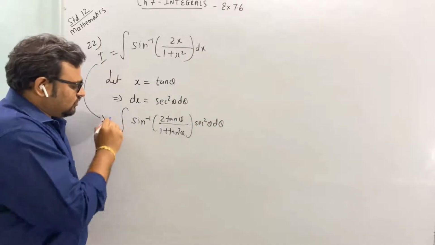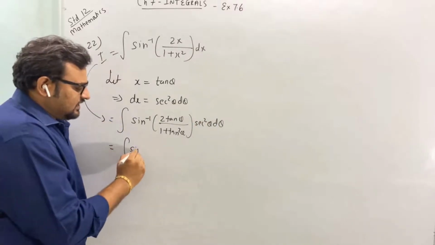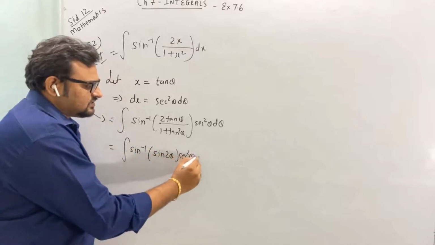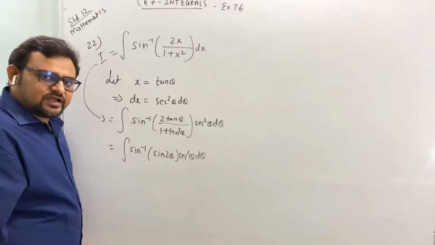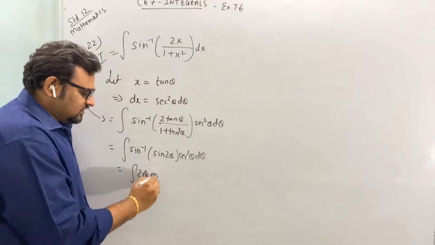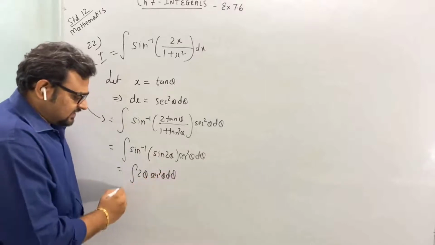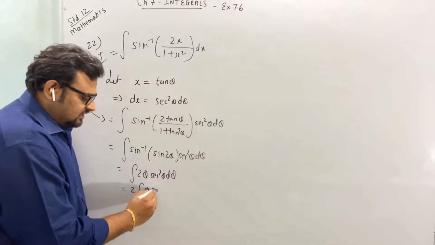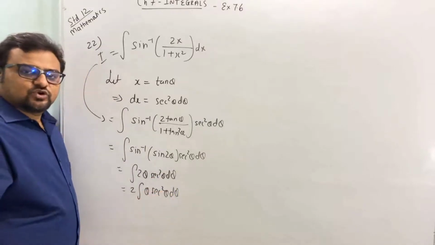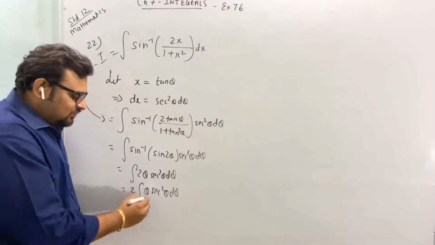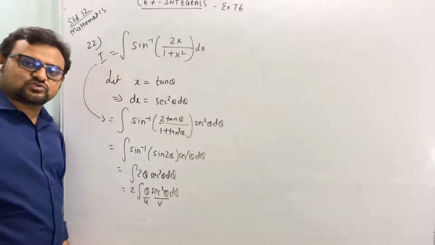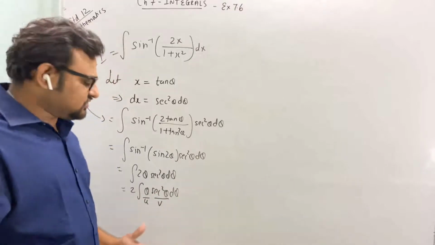So this will be equal to sine inverse sine 2 theta sec square theta d theta, sine inverse sine 2 theta. This will be equal to 2 theta sec square theta d theta. So u v, like algebraic will be u and trigonometric will be v. So now we will use again the product rule, integration by parts.